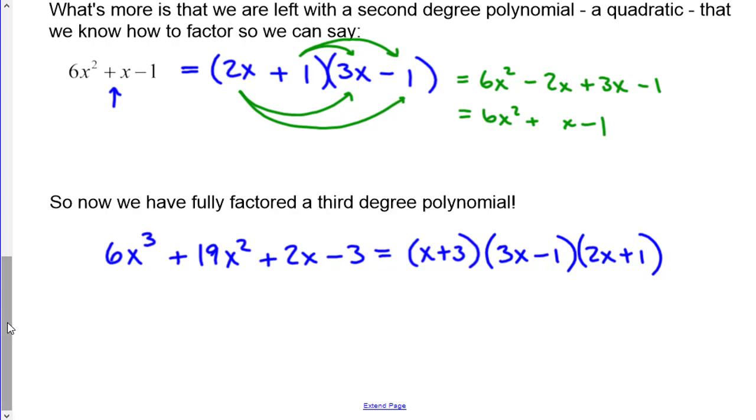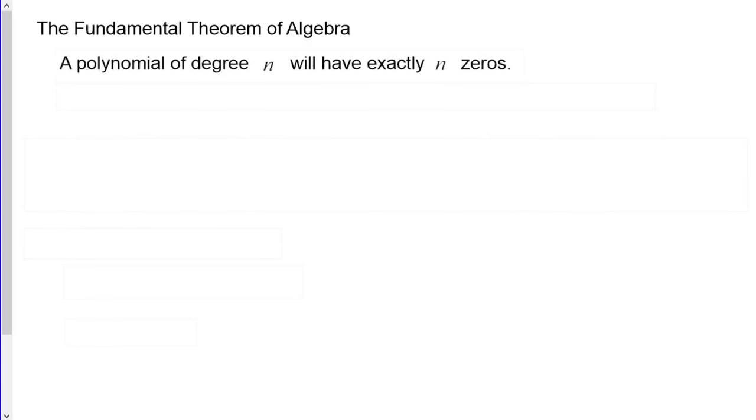Now, we're going to need some help with some theory. So let's take a look at the next slide here. We're going to discuss the fundamental theorem of algebra. It's pretty straightforward. It says that a polynomial of degree n will have exactly n zeros, which shouldn't be too surprising. We've kind of hinted at this before. When we had a linear equation, it was degree 1. There was one solution, so it had 1 zero. When we had quadratics, it was degree 2, so it had 2 solutions when we solved those, 2 zeros.